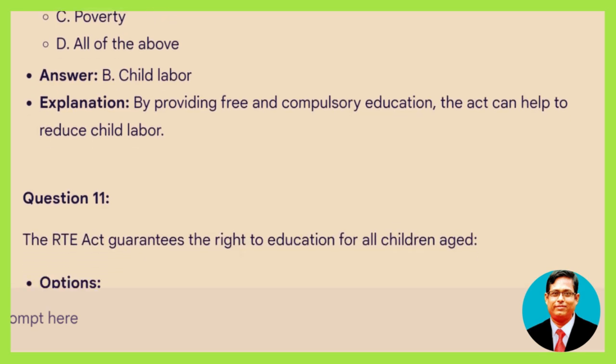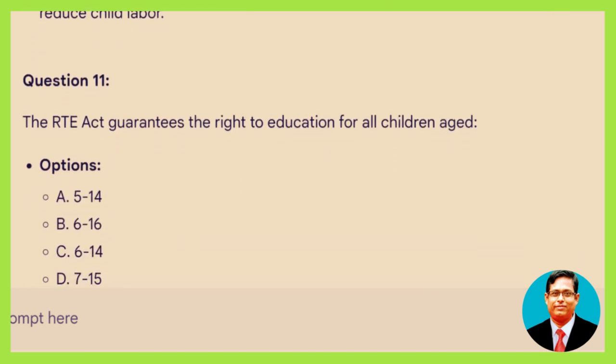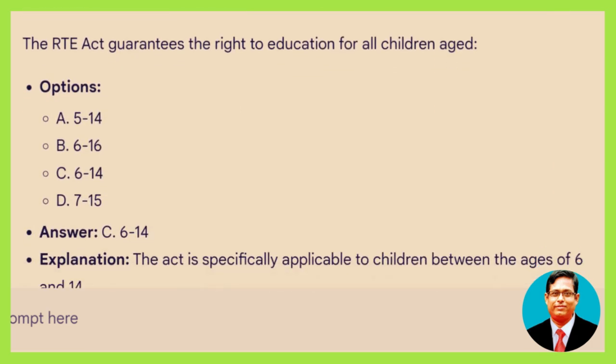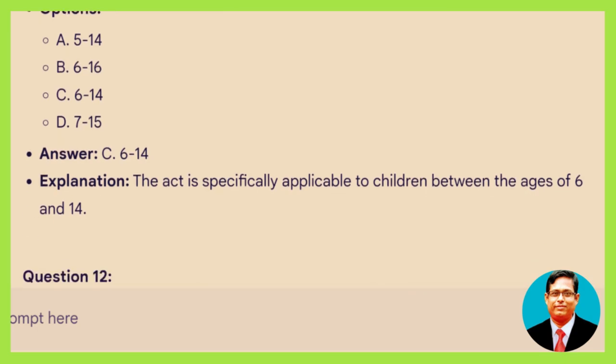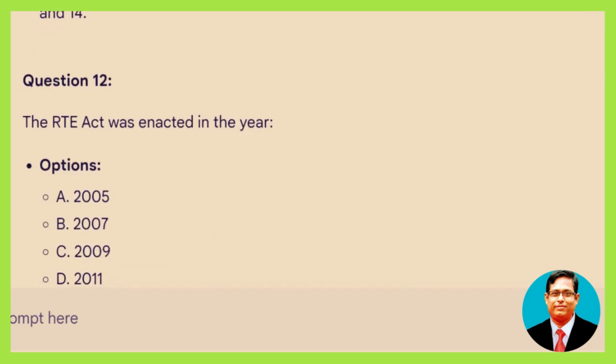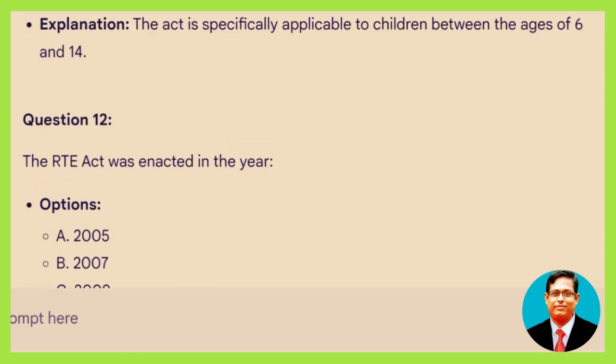Question 11. The RTE Act guarantees the right to education for all children aged. Options. A. 5 to 14. B. 6 to 16. C. 6 to 14. D. 7 to 15. Answer. C. 6 to 14. Explanation. The Act is specifically applicable to children between the ages of 6 and 14.